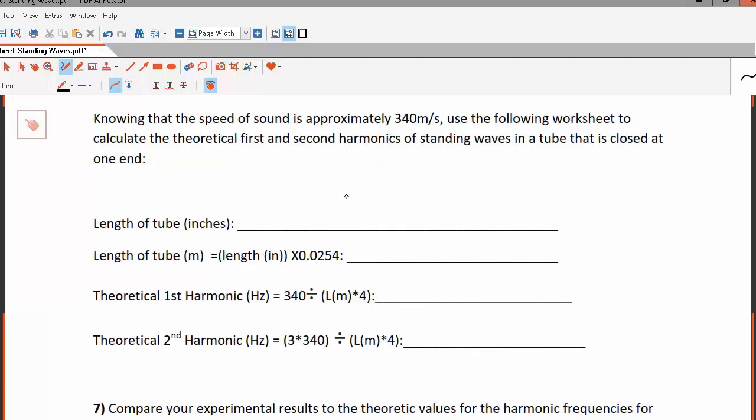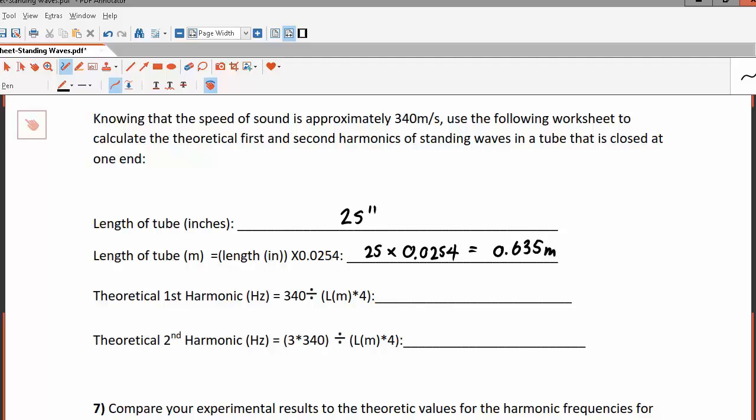In my case, the length of the tube was 25 inches. And we want to put that value in meters. So to calculate that in meters, I'll multiply 25 by 0.0254, and 25 multiplied by 0.0254 is equal to 0.635 meters.